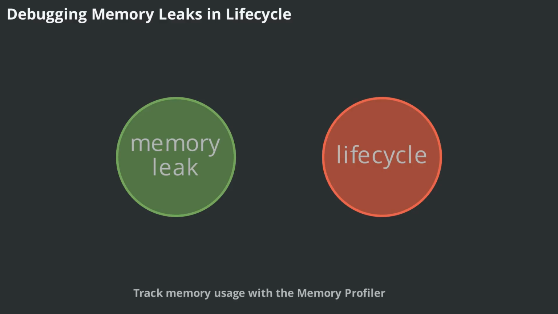Track memory usage with the Memory Profiler. Ensure proper cleanup of resources during activity lifecycle events, and analyze heap dumps for retained objects. Libraries like LeakCanary automate leak detection, helping developers identify and fix leaks related to activity and Fragment lifecycles.